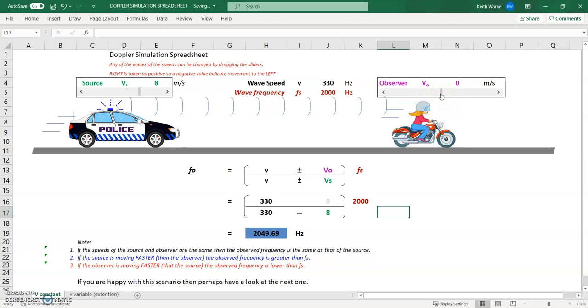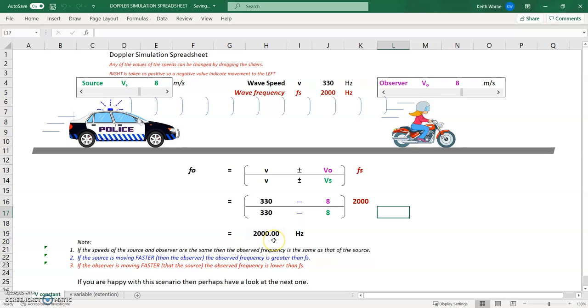Let's say the observer now suddenly hears the police car after them, and so this observer is a bit naughty, so she decides to run away. As she speeds up, you can see the value of the observed frequency begins to decrease, because now the rate at which they're coming together is slower, and so the increase in frequency is a little bit less than it would have been. If she actually gets to the same velocity as the car, what do you think is going to happen?